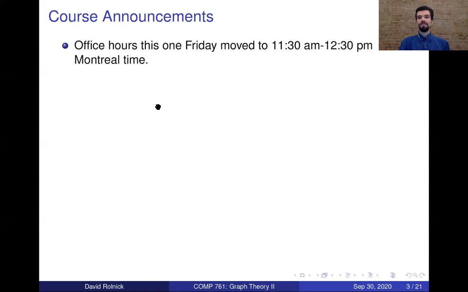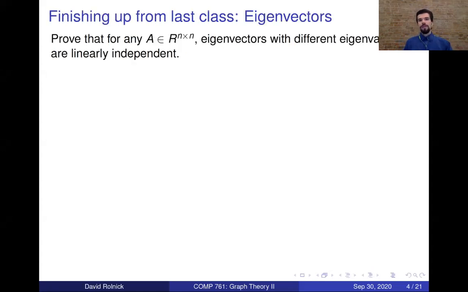Okay. Let's move forward. So, sort of finishing up from last class, but there's going to be a transition from linear algebra back to graph theory because it turns out the two are really closely related. Let's cast our minds back to eigenvectors and eigenvalues. Let's prove that for any square matrix, eigenvectors with different eigenvalues are linearly independent.